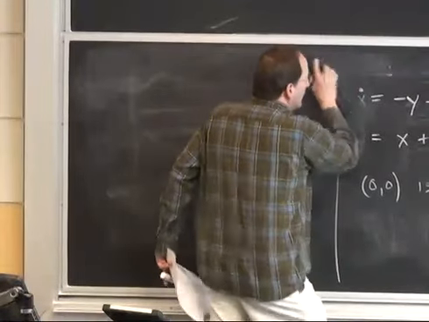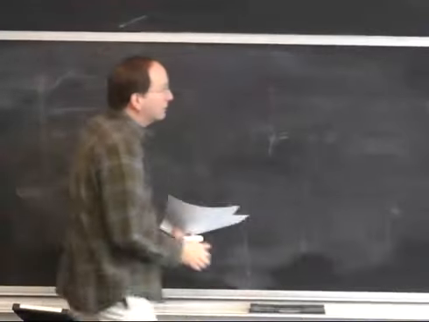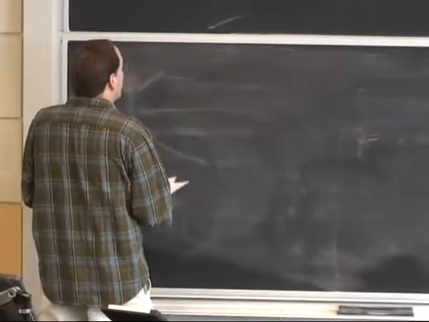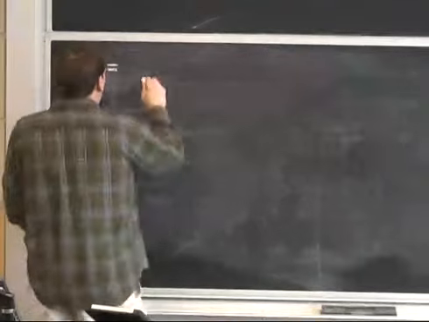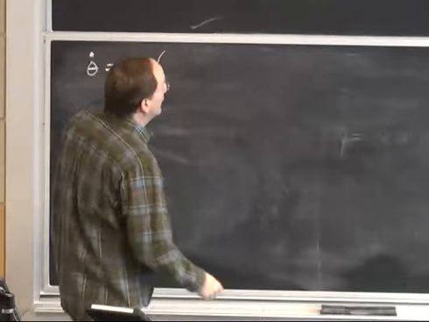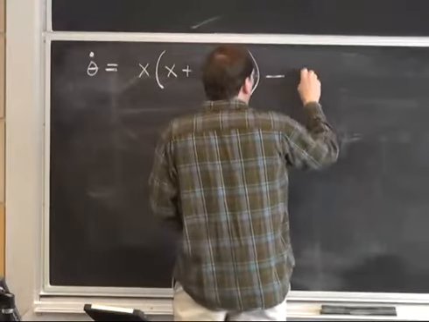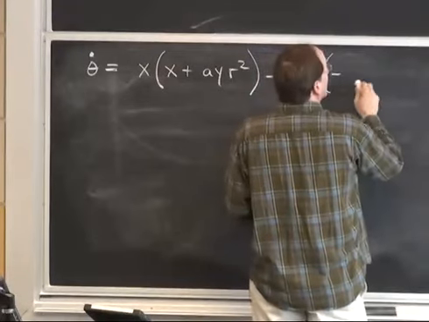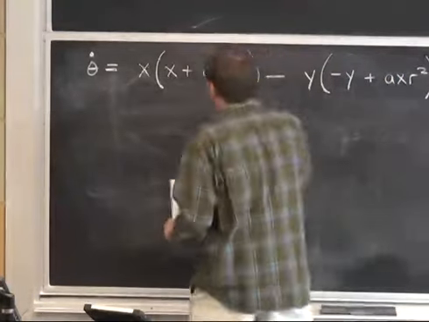All right. Well, anyway, taking that for granted, let us substitute everything in there, and let's write it out. Theta dot is x times y dot. So y dot is up there. It says x plus ay r squared. Then I go minus yx dot, which is minus y plus ax r squared. And then the whole thing is over r squared.